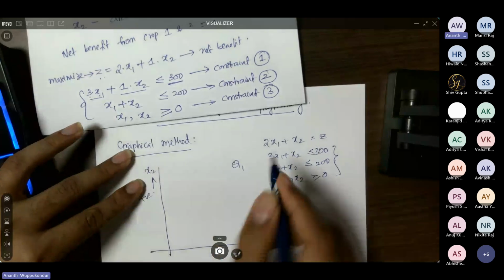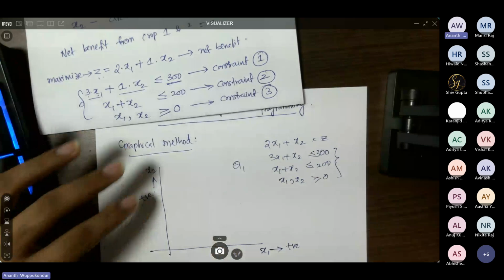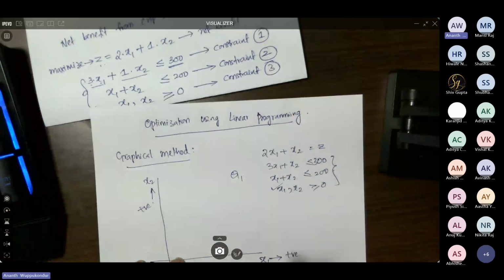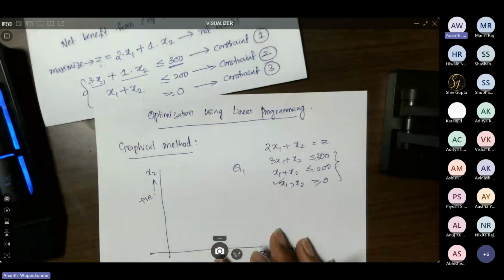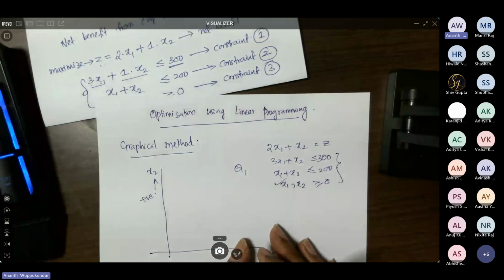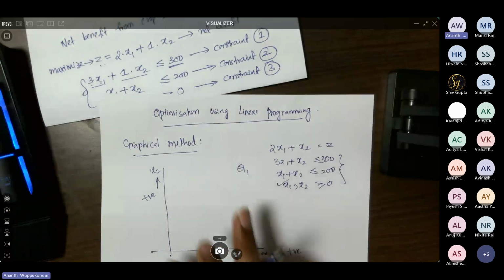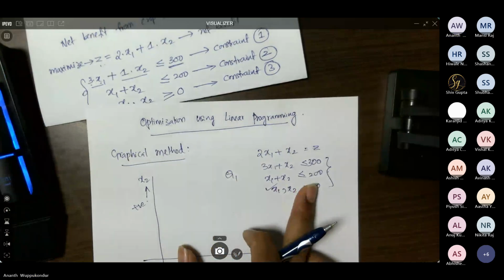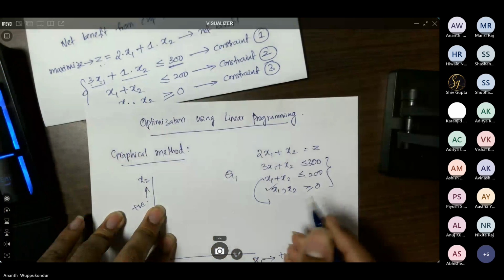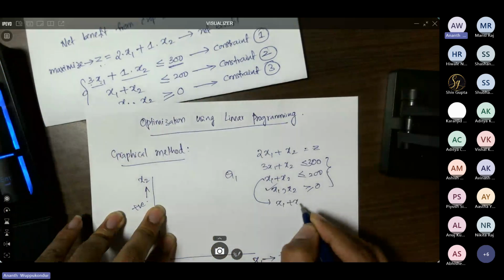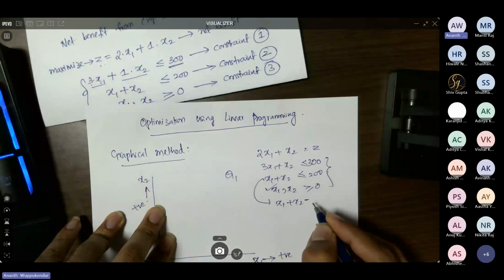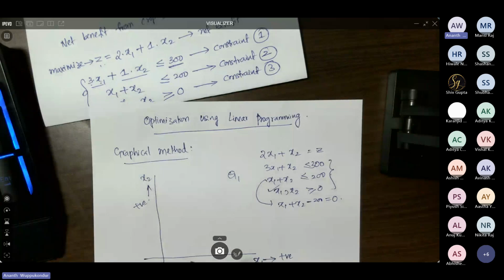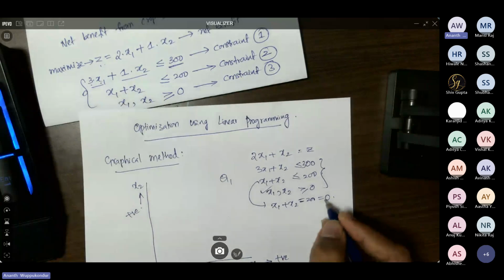So we are talking about Q1, which is the first quadrant. Now we have taken care of the constraint that x1, x2 should be greater than or equal to 0. That constraint is gone because we are in quadrant 1. Now x1 plus x2 less than or equal to 200. I can write this function as x1 plus x2 minus 200 equals 0, or you can say x1 plus x2 equals 200.